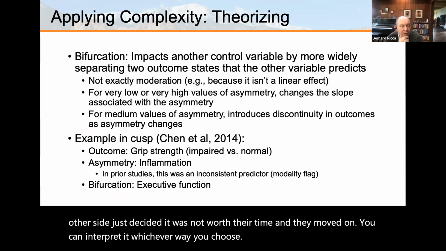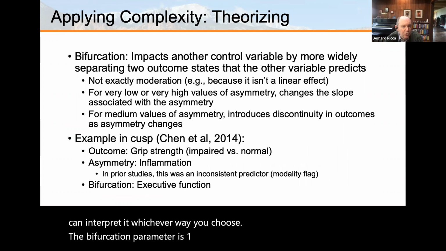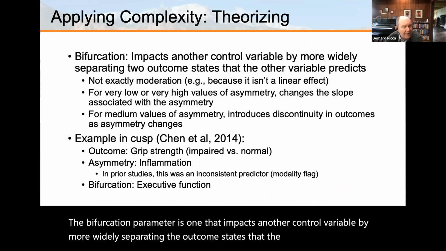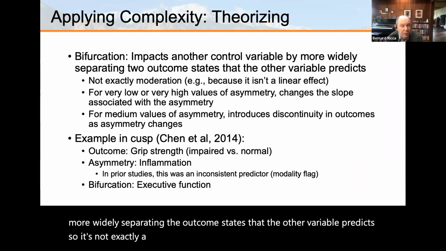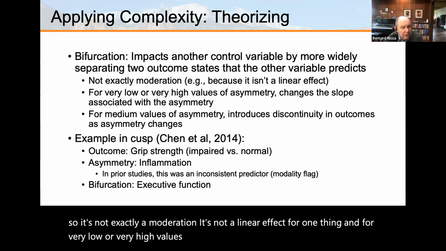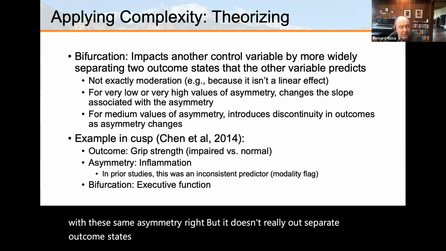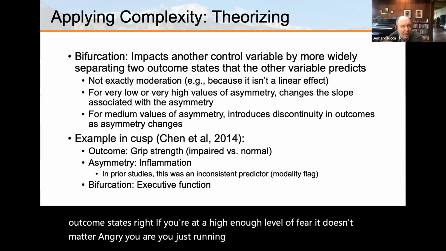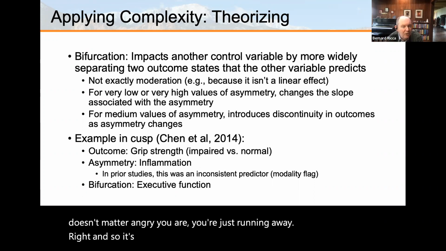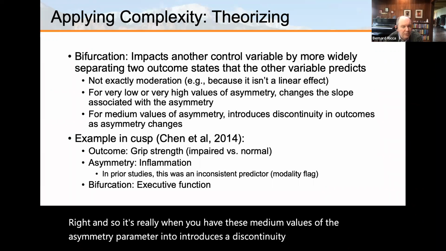The bifurcation parameter is one that impacts another control variable by more widely separating the outcome states that the other variable predicts. So it's not exactly a moderation. It's not a linear effect for one thing. And for very low or very high values of asymmetry, it changes the slope associated with the asymmetry, right? But it doesn't really separate outcome states, right? If you're at a high enough level of fear, it doesn't matter how angry you are, you're just running away, right? And so it's really when you have these medium values of the asymmetry parameter, it introduces a discontinuity in outcomes as the asymmetry changes.